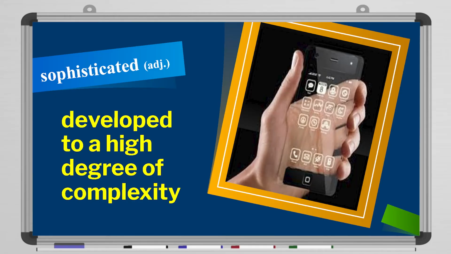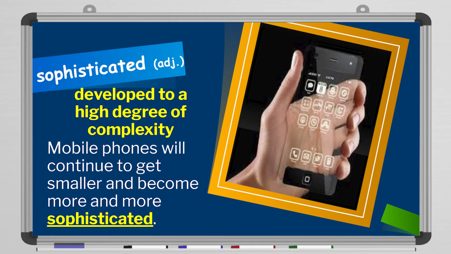The next vocabulary item for today is called sophisticated, an adjective. It means developed to a high degree of complexity. For example, mobile phones will continue to get smaller and become more and more sophisticated.